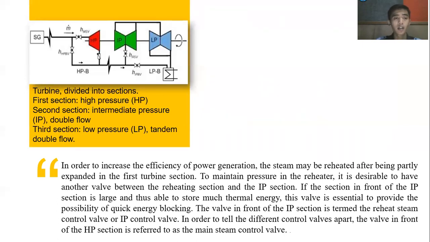First section, high pressure, HP. Second section, intermediate pressure, IP, and third section, low pressure, LP. Okay, in order to increase the efficiency of power generation, the steam may be reheated after being partially expanded in the first turbine section. Okay, to maintain pressure in the reheater, it is desirable to have another valve between the reheating section and the IP section. Okay, IP section control valve.